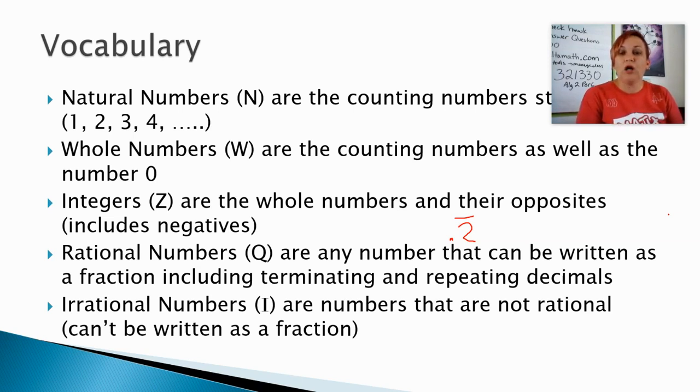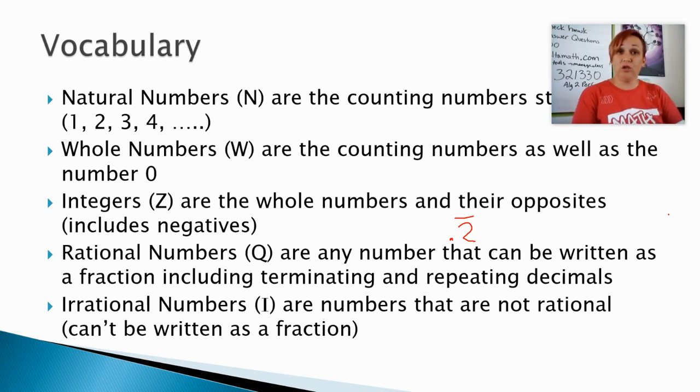Irrational numbers are never-ending, never-repeating decimals. The most famous one is the number pi. Pi is a never-ending, never-repeating decimal. It does not have a pattern, so that would be an irrational number.